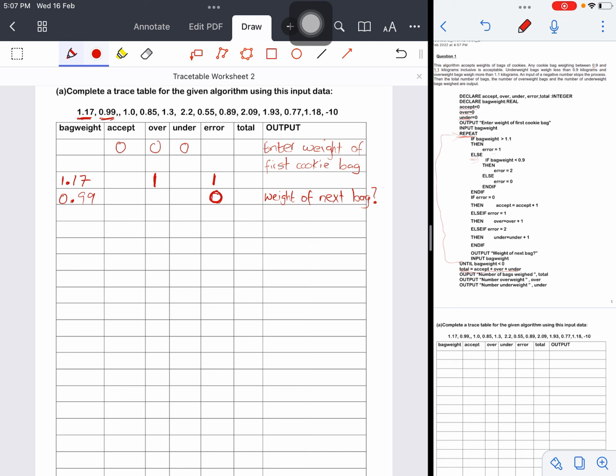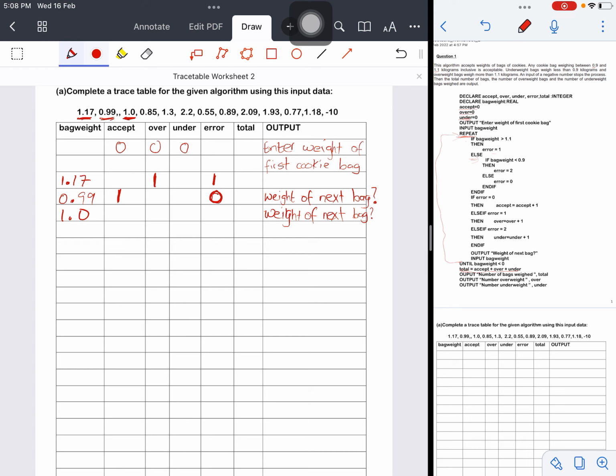And whenever error is equal to zero, we go back down here and it says if error is equal to zero, then accept is equal to accept plus one. So therefore, accept will be one. So zero plus one is one. Okay. Then output weight of next bag. You will have to write it in. If you don't write it in, then you will not get the marks for this. Weight of next bag, and then question mark. Then we put in the next weight, which is 1.01.